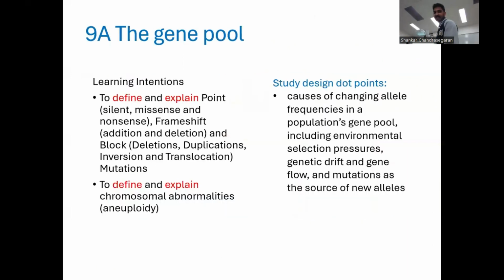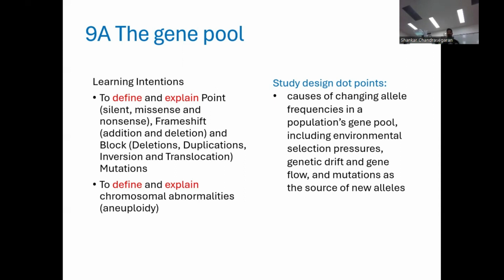But first, here's your learning intention. So today's lesson, we're going to focus on how changing of allele frequencies in a population will have an influence on the gene pool, and how it can be changed due to environmental selection pressures, genetic drift, gene flow, and mutations.